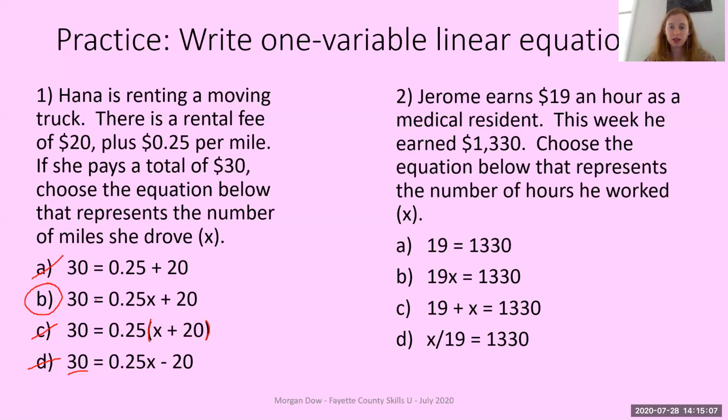All right, let's look at number 2 here. So Jerome earns $19 an hour as a medical resident. So he just finished med school. Exciting for Jerome. This week he earned $1,330. Choose the equation below that represents the number of hours he worked, and we're going to call that X.